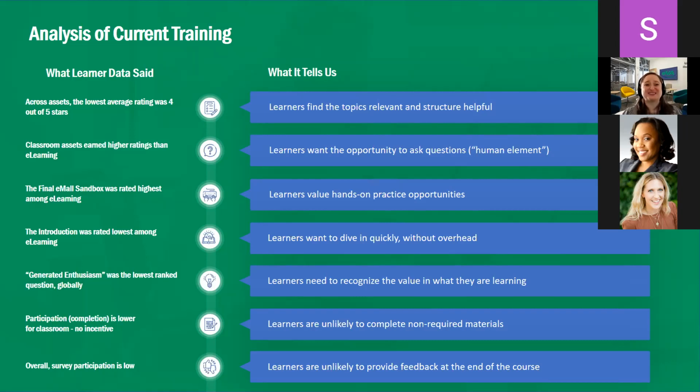And it's not surprising, again, that that's highest rated. We expect learners to really value the hands-on practice opportunities, that chance to get feedback, to do and to fail, as we said earlier. Conversely, the introduction was rated lowest among e-learning. Again, kind of makes sense by that same logic. Learners want to dive in quickly without that overhead. They don't need the history of eVA necessarily, or if they do, we can deliver it in a very quick, impactful way, just to make sure that we are diving in right away, building that engagement, establishing that credibility with the learners, just to make sure everyone's really motivated to continue making a good impression off the bat.